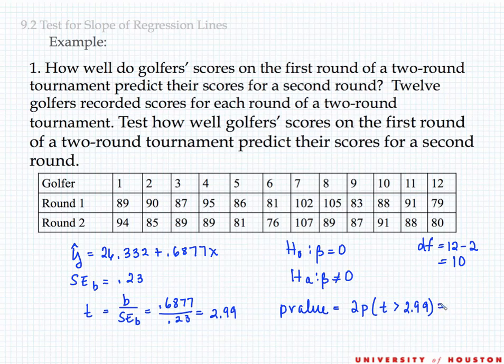This gives me a probability of 0.0136. We weren't given an alpha, so remember when we don't have alpha, we'll assume that alpha is 0.05, so that we have good evidence here. This is less than our alpha, so we will reject our null hypothesis, which says that there's no relationship, in favor of saying that there is a relationship between round 1 and round 2 scores.